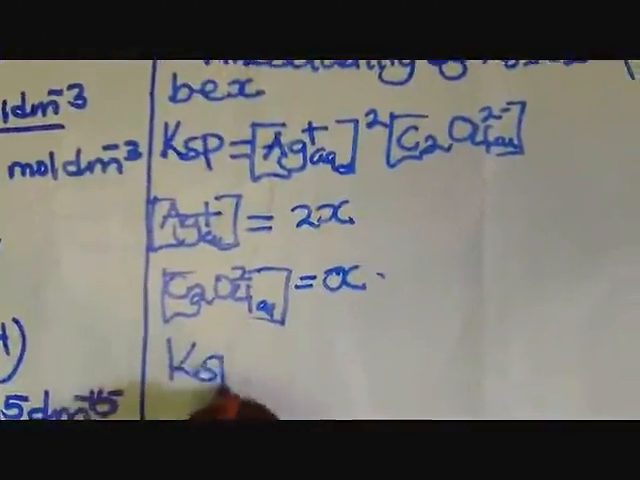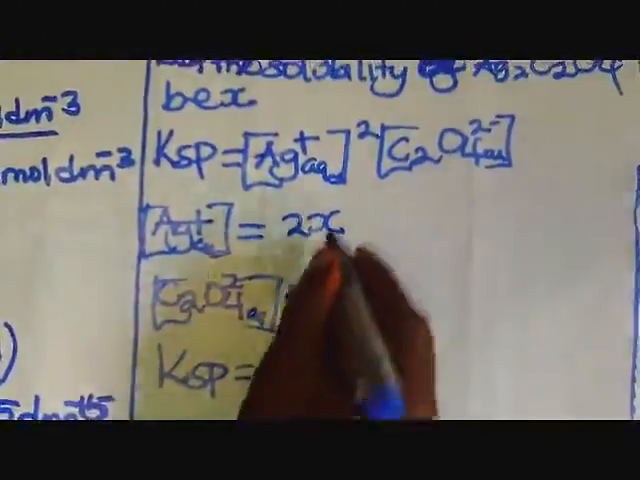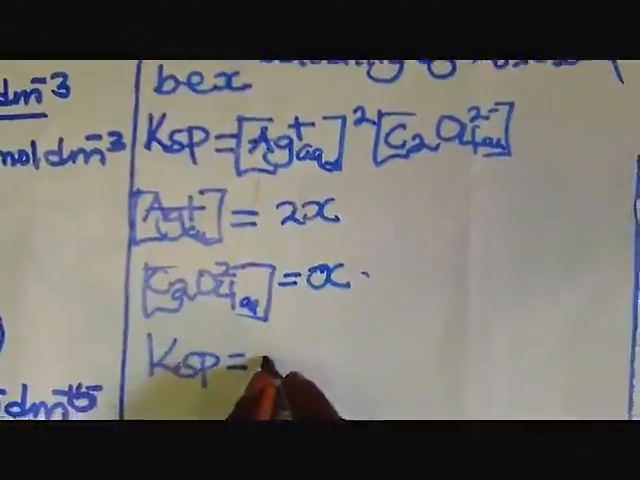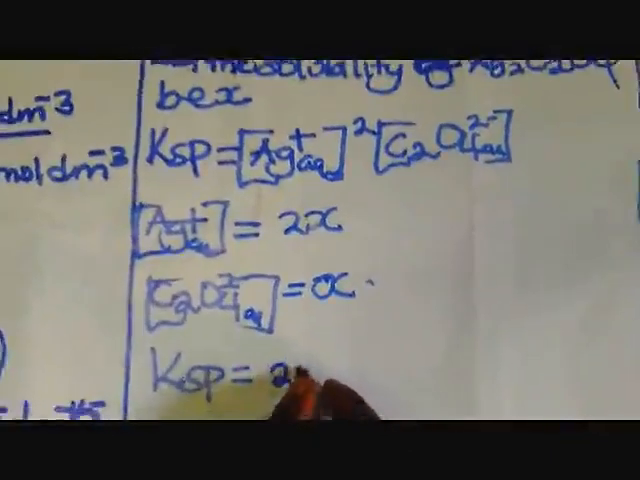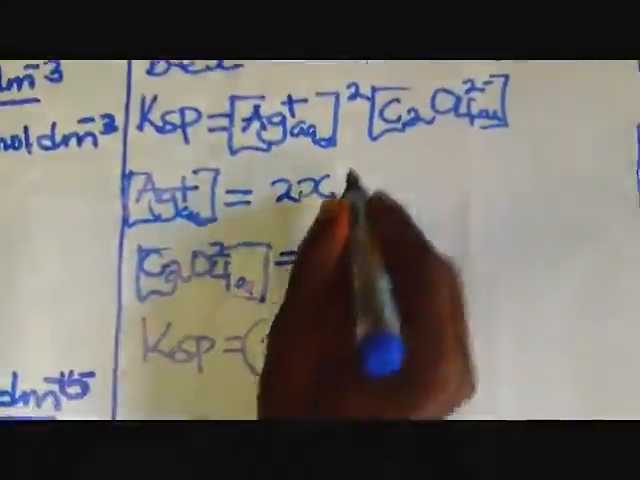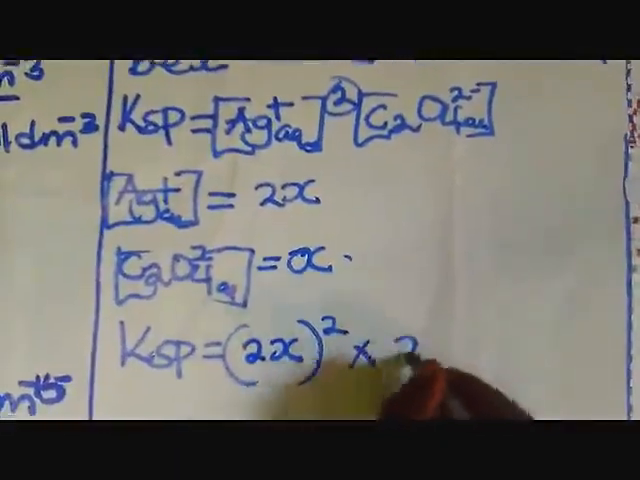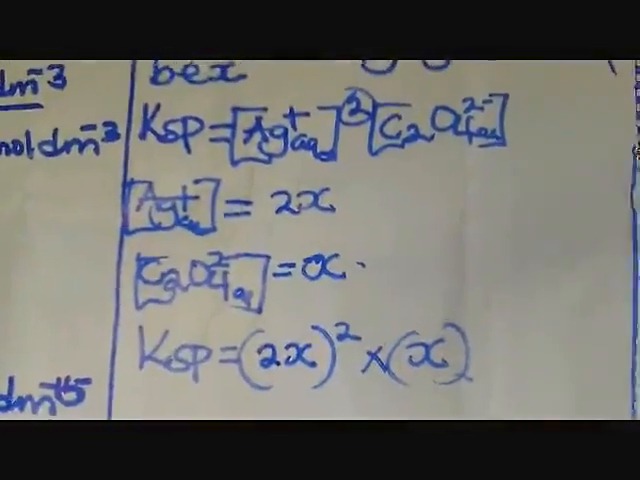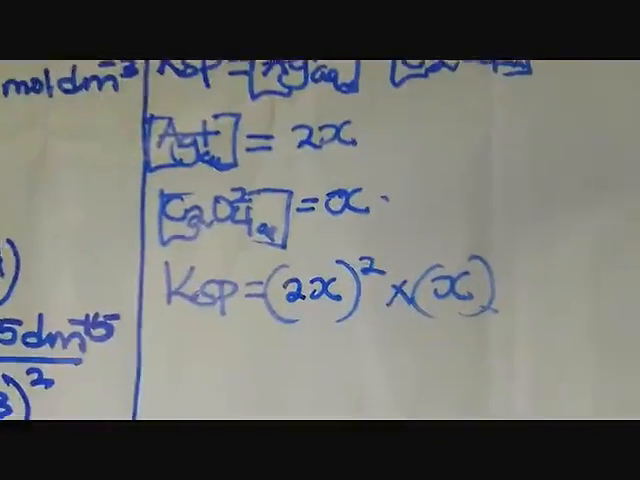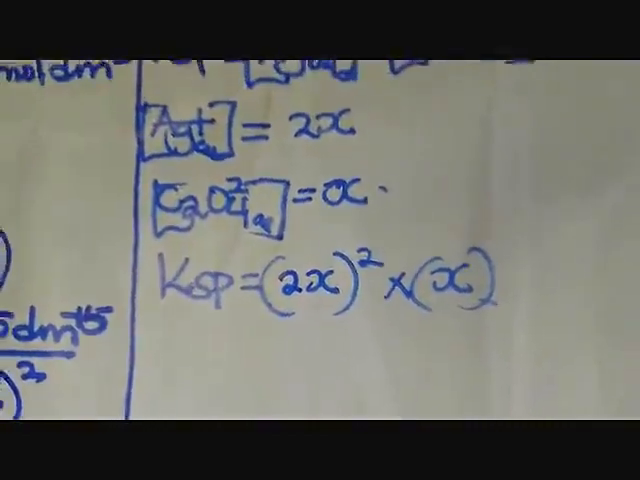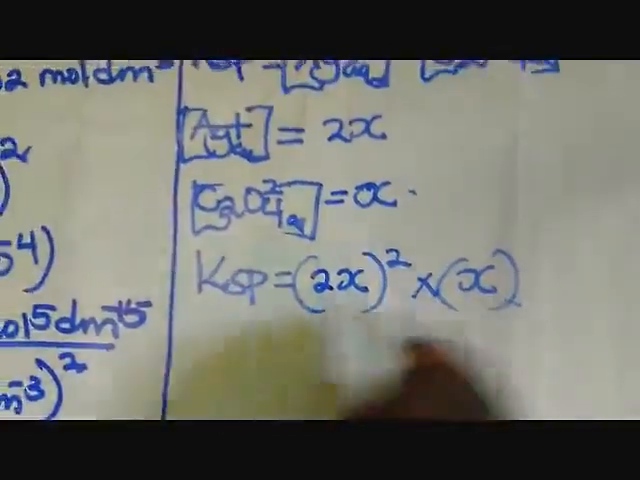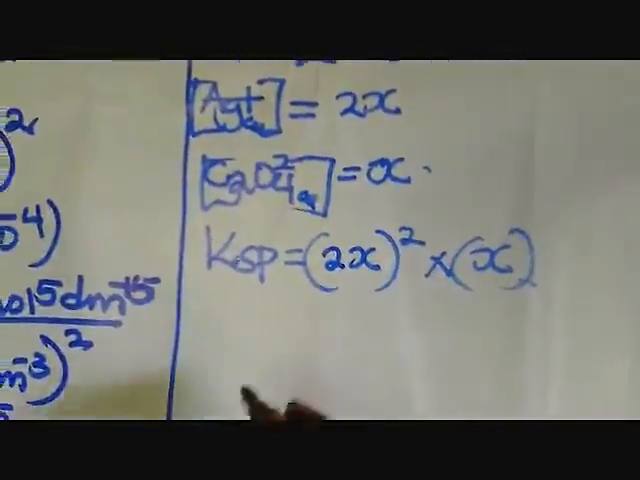So we shall get Ksp is equivalent to this one here for silver ions, which is now 2x, but raised to the appropriate power of 2. So there is a 2 there. Then times the concentration of the oxalate ions there. Now after doing that, then we continue to solve our expression. So here what we are going to say now, we are going to bring in our Ksp here, because now we know it.